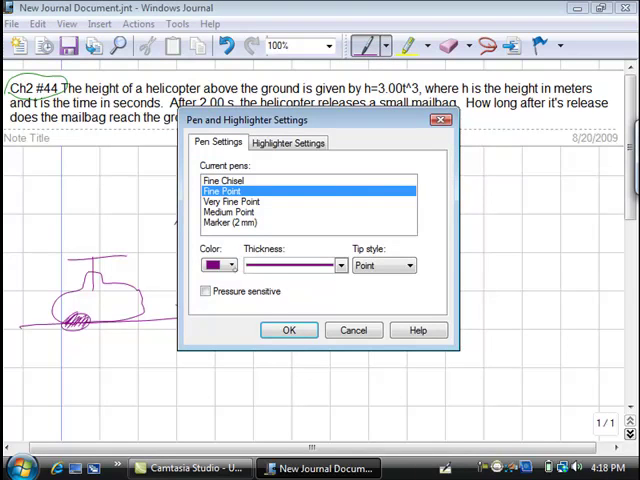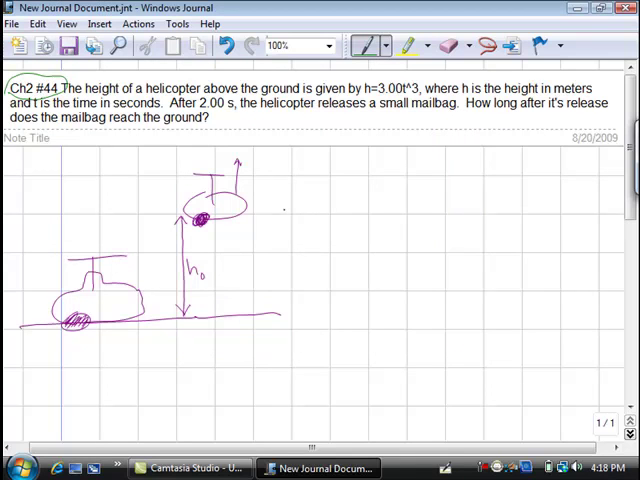Let's change the pen here to green. Here's the mailbag. Now I'm just going to draw what happens to the mailbag. Which way is the mailbag going to be moving? It's not released from rest. It's actually moving upwards, so that's a tricky spot. It's going to be moving with some speed, v0. And as a result, it's going to follow some path like this, all the way back down to the ground.